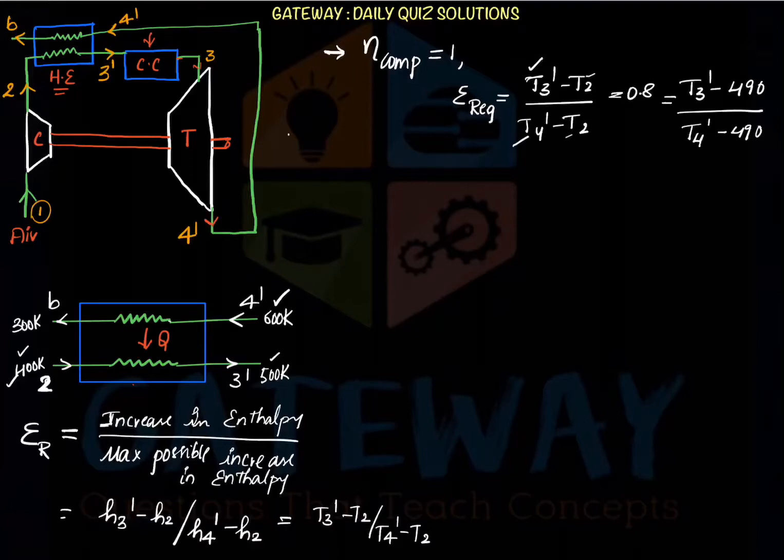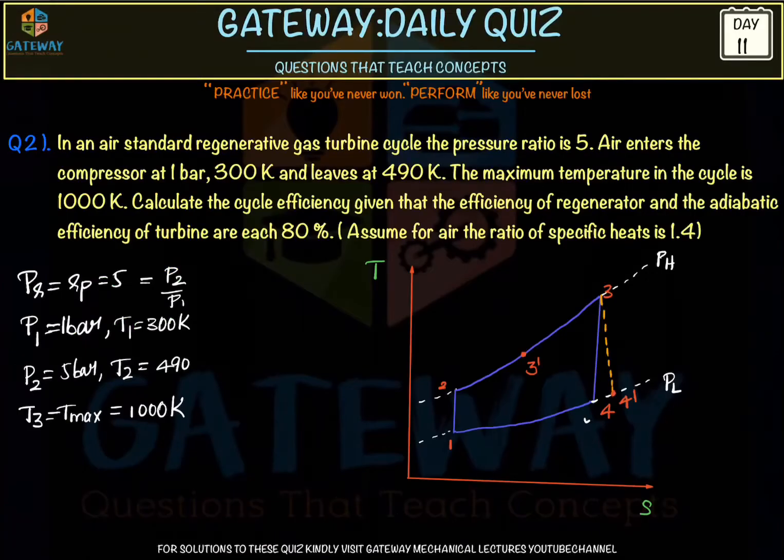So we need to calculate the value of T4 dash first. The T4 dash can be calculated from the turbine. Generally, first of all, to calculate T4 dash, we will calculate T4. How will you calculate T4? We know it is an isentropic process. So T4 upon T3 is equal to Rp power gamma minus 1 upon gamma.